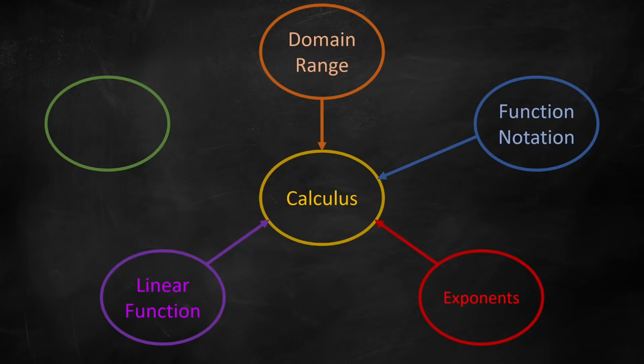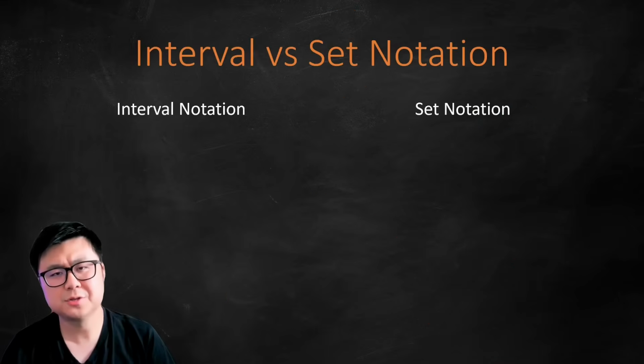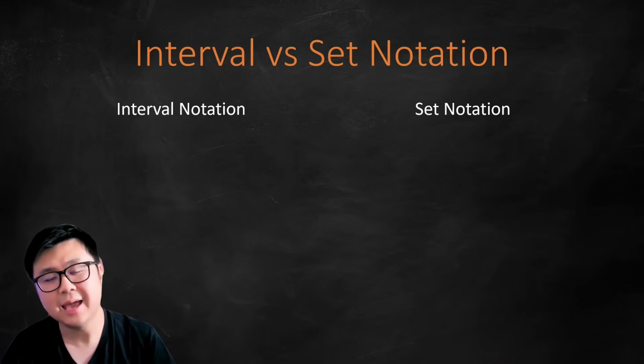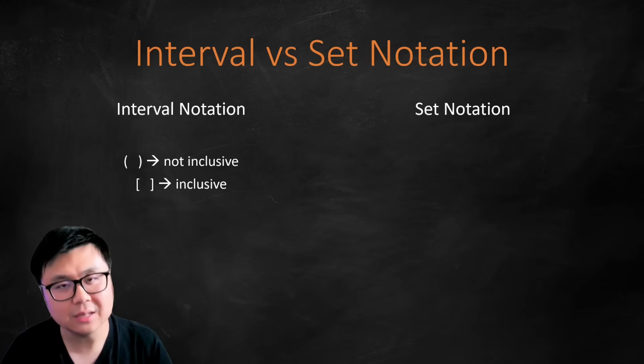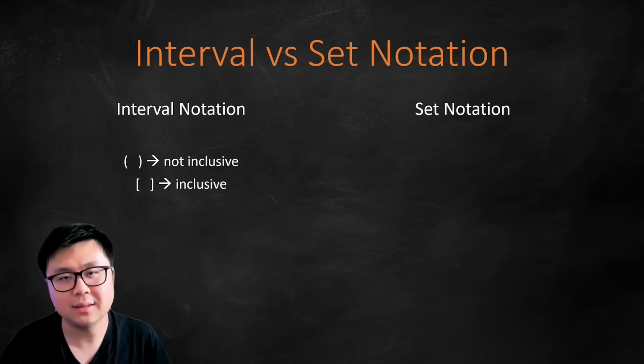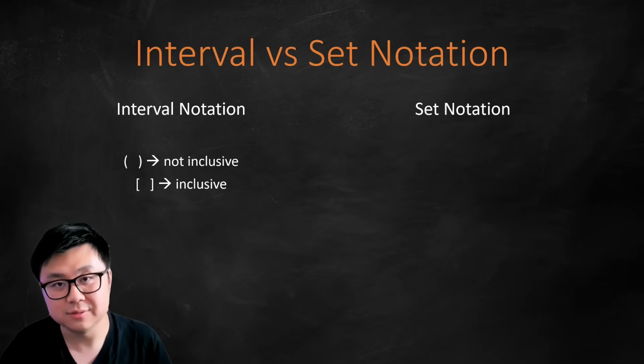The fourth concept is domain and range. Recall there are two different notations for writing the domain and range. There's interval notation and set notation. In interval notation, the brackets mean everything. A round or open bracket means that it's not inclusive, whereas a square bracket means it's inclusive.